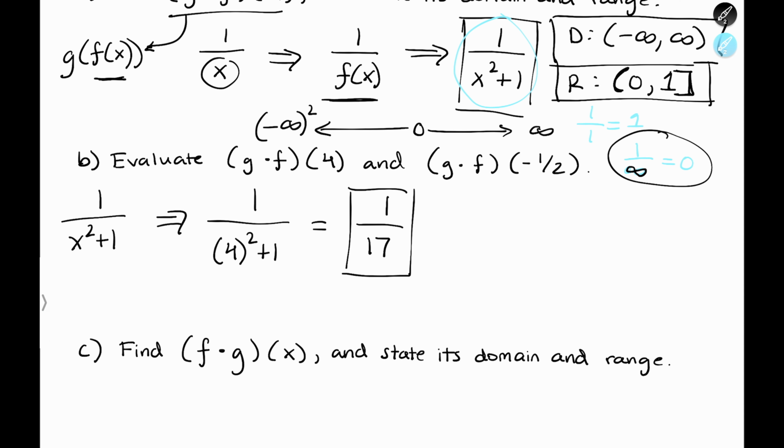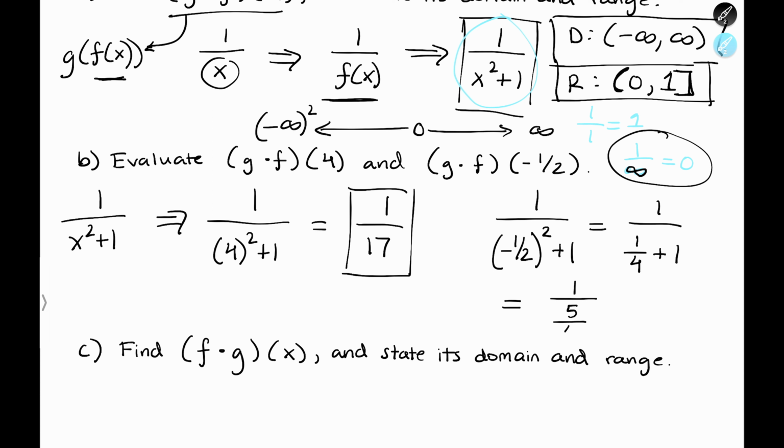For negative 1/2, well, it would be 1 over negative 1/2 squared plus 1, which is equal to 1 over 1/4 plus 1, which is then equal to 1 over 5/4, which is equal to 4/5.